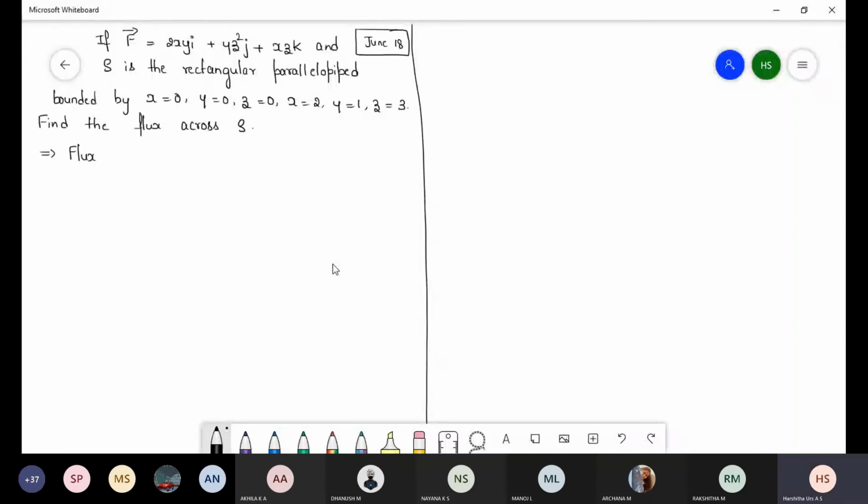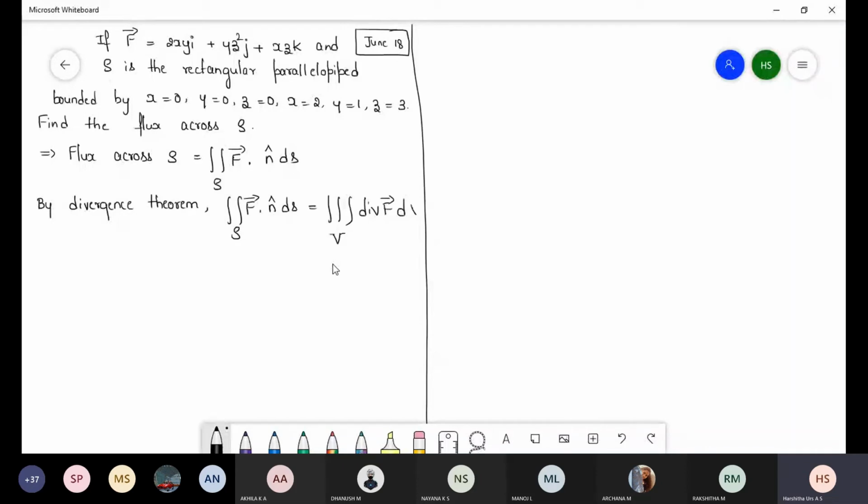Flux across S is equal to the double integral over the surface S of vector F dot n cap ds. So by the divergence theorem, what do we have according to the divergence theorem? The double integral over the surface S of vector F dot n cap ds is equal to the triple integral over the volume V of the divergence of vector F dv.